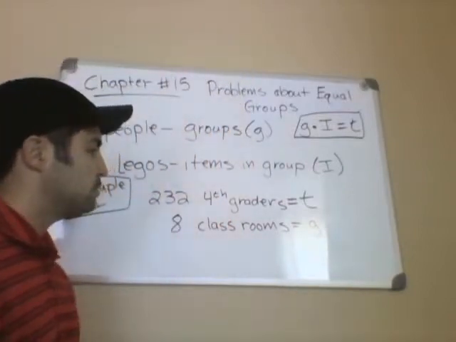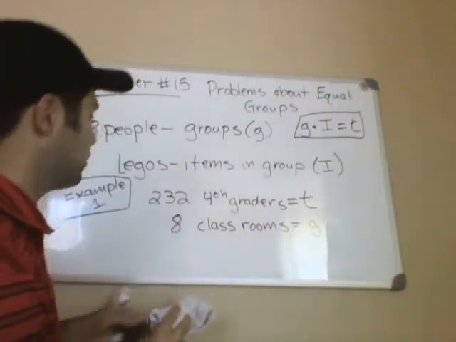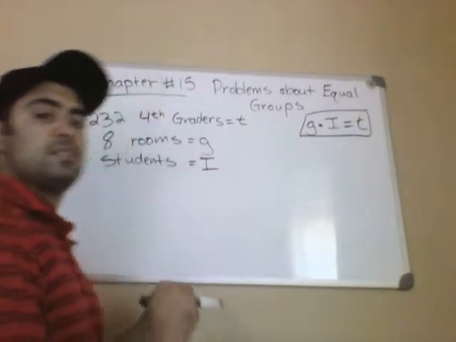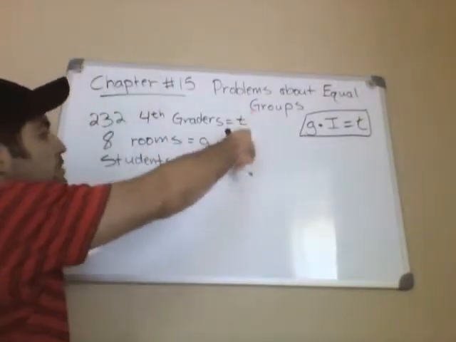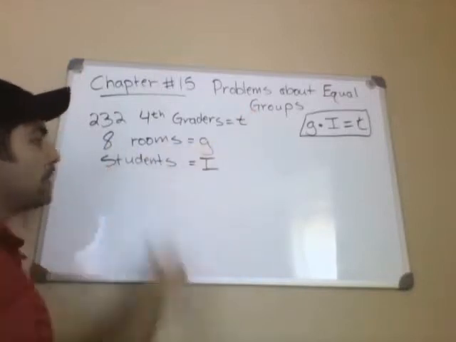So let's do this. Let me get some more room up here. I'm running out of room. Let me fix this board really quick. Alrighty, so we have 232 fourth graders. That's your total. 8 rooms. That's how many groups we have. And we don't know how many students.